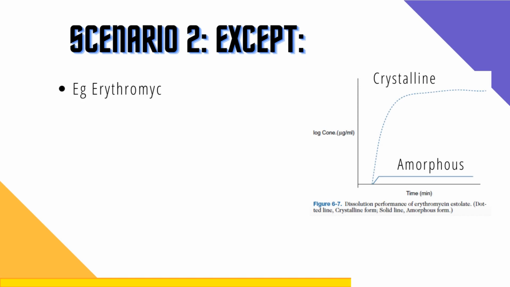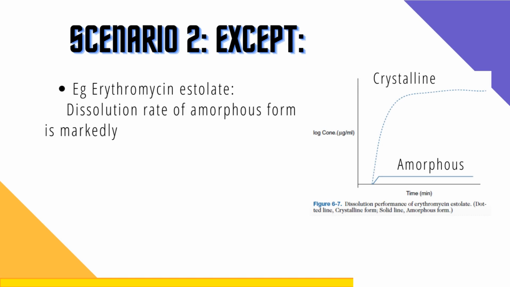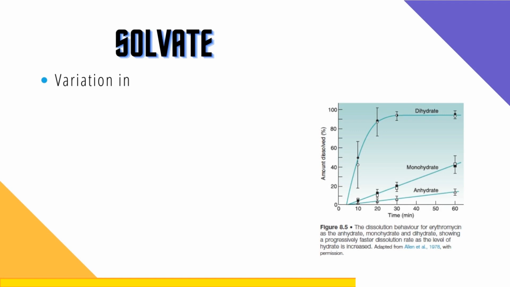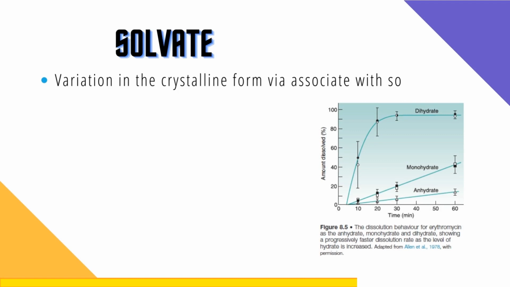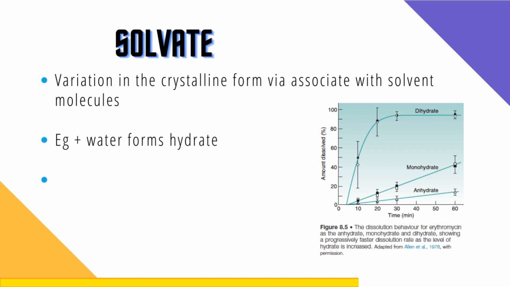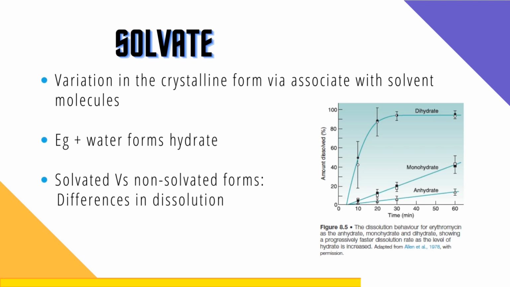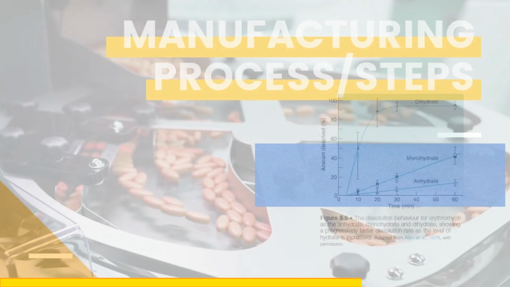Again, like any other factors, there are always some abnormalities. For example, for the drug erythromycin estolate, the amorphous form actually has a lower dissolution rate than the crystalline form, as shown in the graph. The last crystal form that we're going to discuss is solvates. Basically, different solvents form different drug crystals to cause differences in the dissolution rates. If the solvent is water, it can form hydrates. Depending on the number of water molecules, it can form monohydrate or dihydrate.